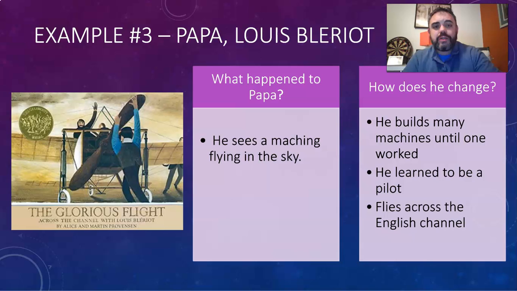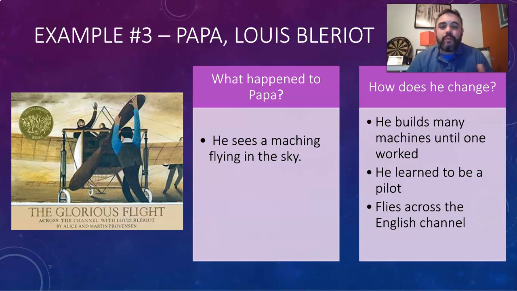He builds many flying machines until one sustains its flight. He learned to be a pilot. A pilot wasn't a skill that people were having in those days. And then he becomes the first person ever to successfully fly across the English Channel. Those are monumental changes, huge changes in his passion, his pursuits, his interest, his skills. Those are life-changing changes. You know what I'm talking about.